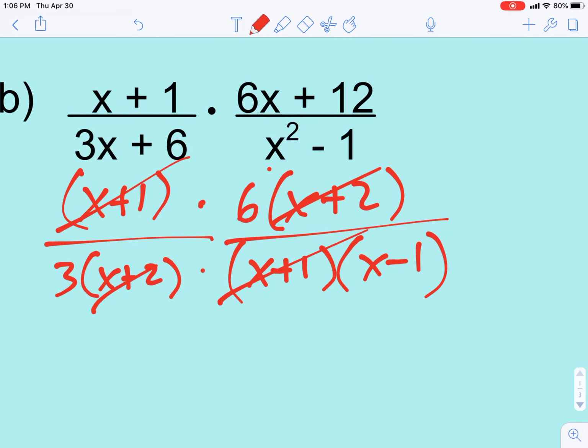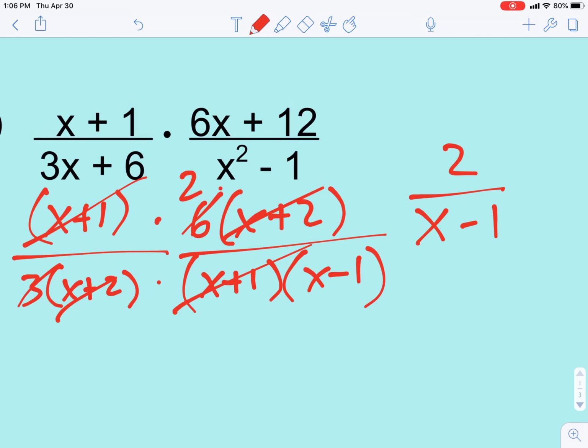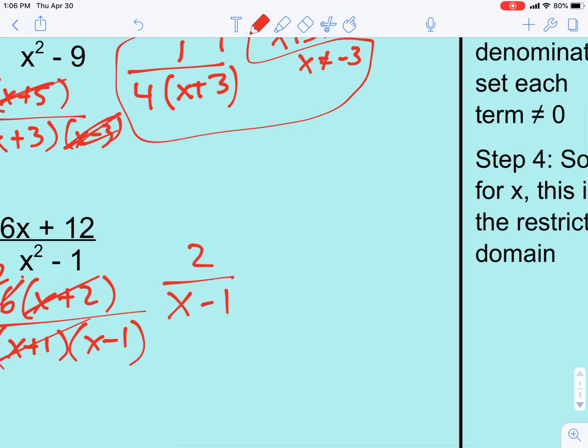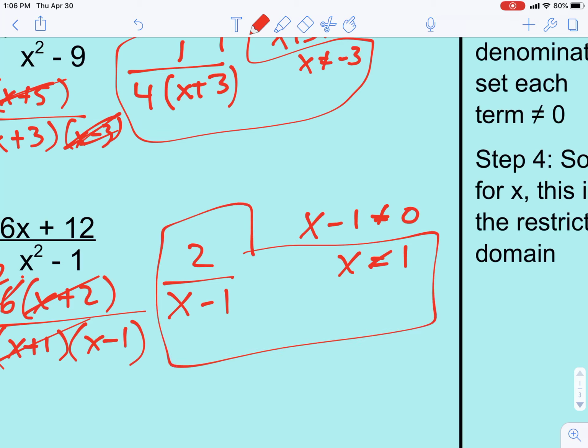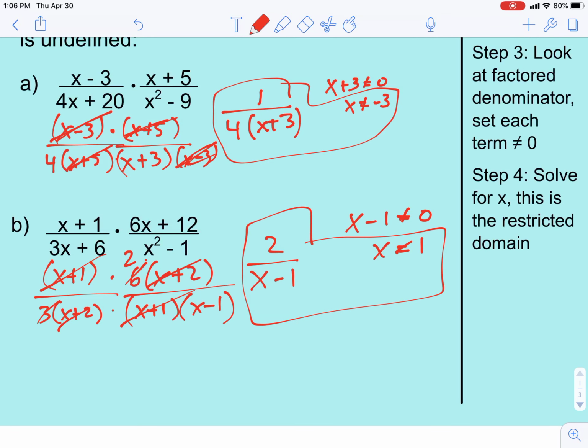6 divided by 3 is a 2. So we're left with a 2 on top and an x minus 1 on the bottom. And then let's find out what makes our bottom equal to 0, because we don't want that. So we solve that, add 1. X can't be 1. So our final answer is 2 over x minus 1. And then x can't be 1 because that makes us divide by 0.